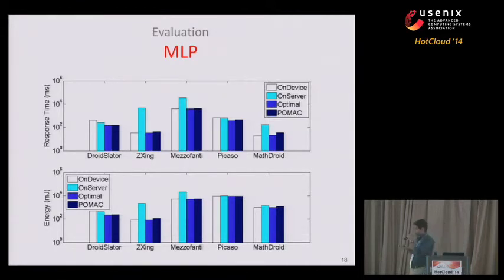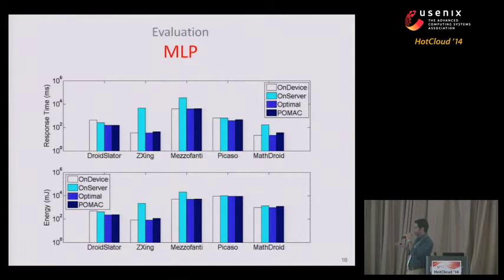So the white bar represents the average time when all of the 50 instances are executed on the device, and the cyan one gives the average result when we are forcing all of them to be offloaded to the server side.